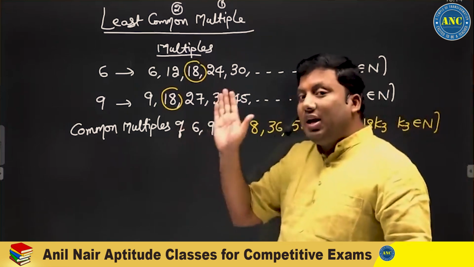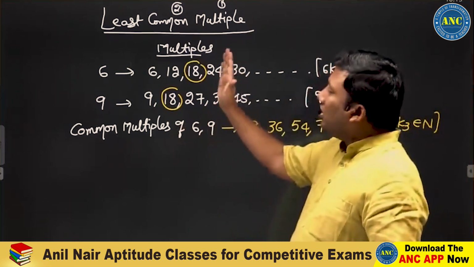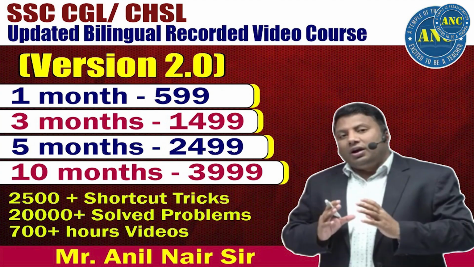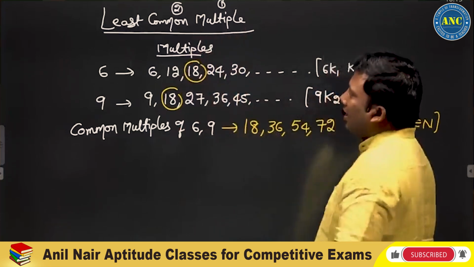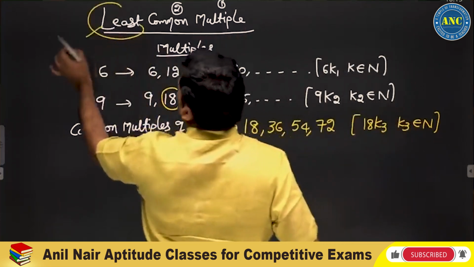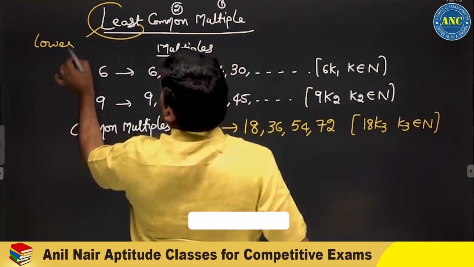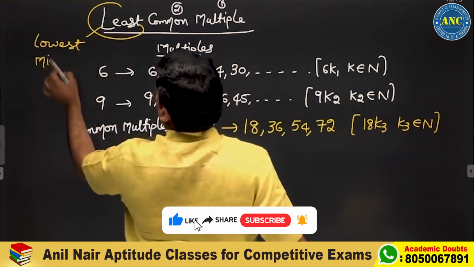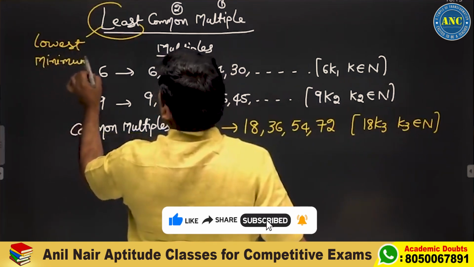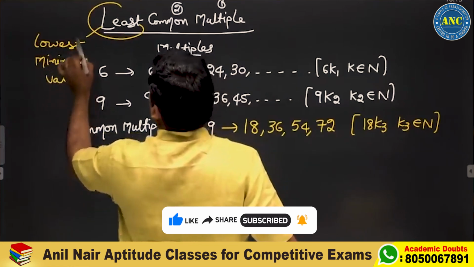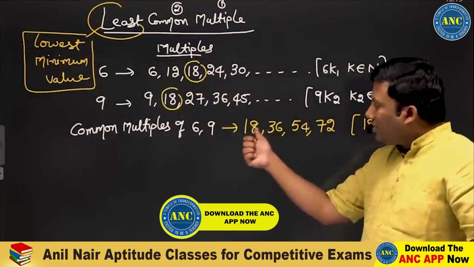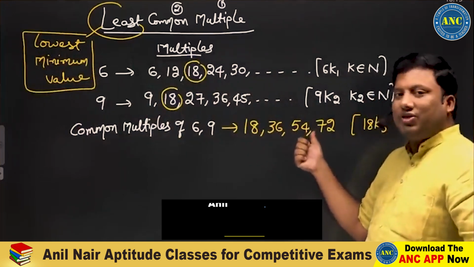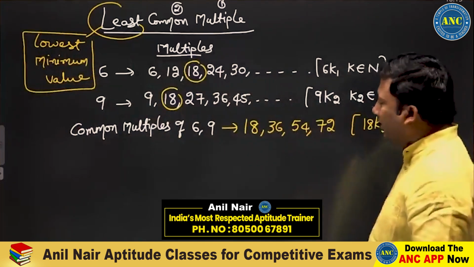We are defining least common multiple. First I took the multiples of 6 and 9. Then I took the multiples which are common to 6 and 9. Then I want the least, which is the lowest or minimum value. 18 ones are 18. 18 twos are 36. 18 threes are 54. 18 fours are 72, and so on.